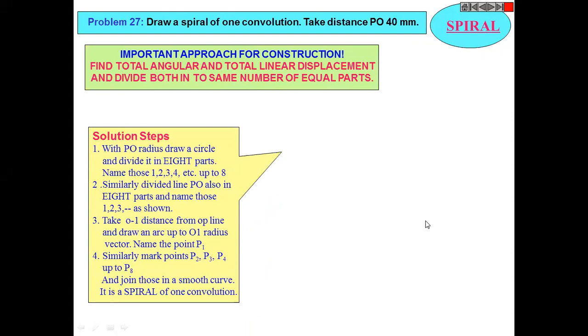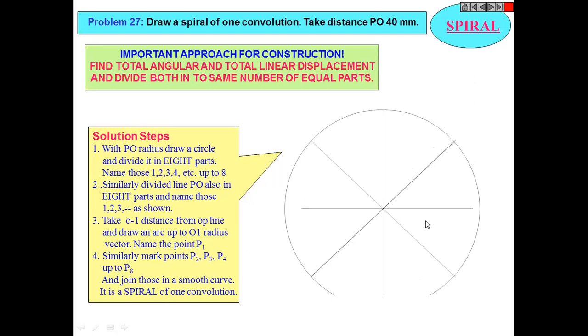Now, one convolution means what I have told you. It starts from one place. It will be clear while we explain. Now this is the circle. We have divided that. This is the PO. We'll give the name first. Okay, fine. This is the PO, and this is given as 40 mm.